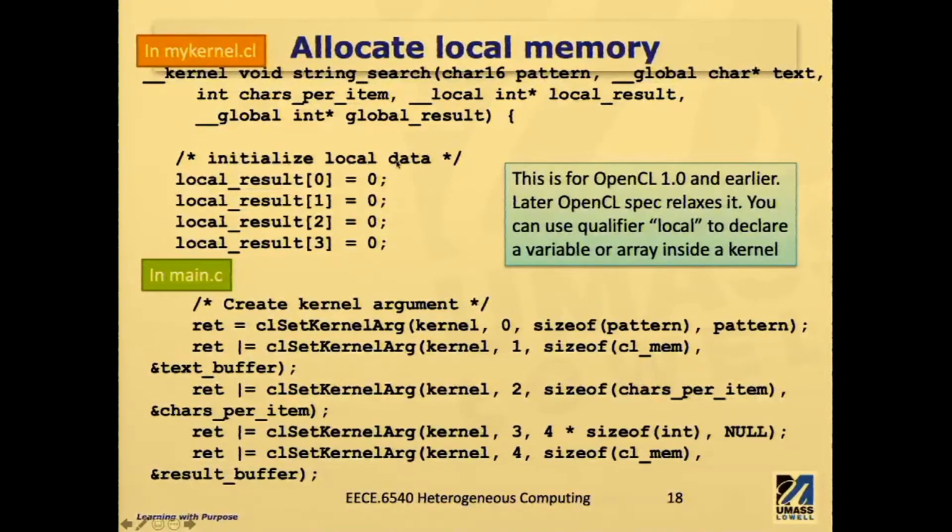Now, which way to use? I would say it's up to you, but if you follow this example here, you have code that can be supported on many different platforms, because different platforms may have different compliance to newer OpenCL specifications. So this is just a side note that there are other alternatives to allocate this local memory.